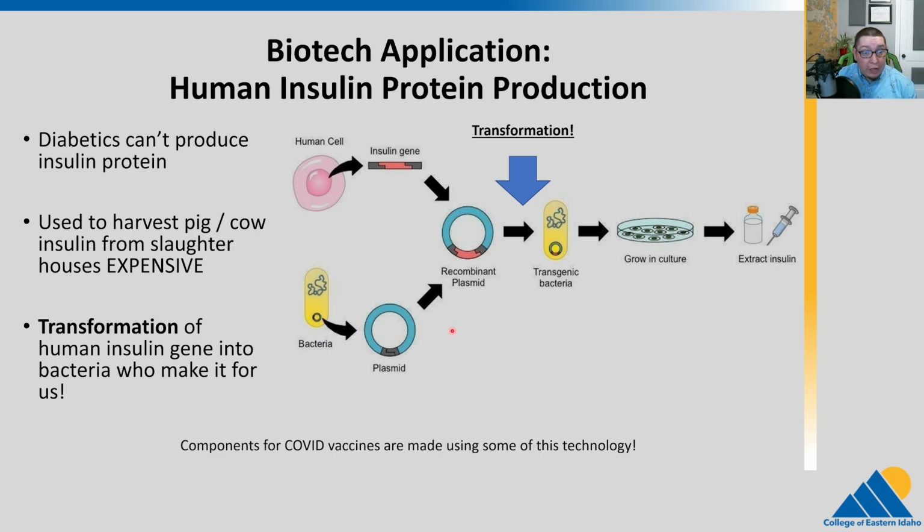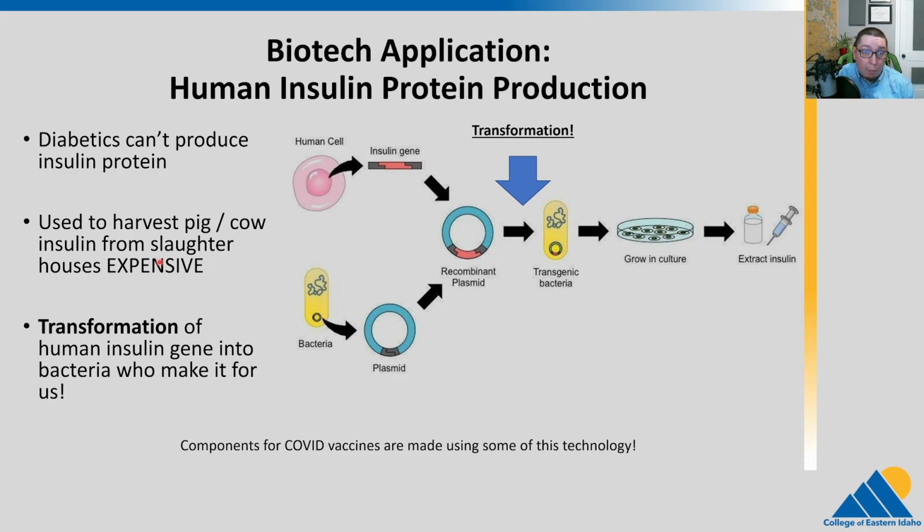Some of the earliest attempts to do this utilized insulin from pigs and cows that were killed and sent to the slaughterhouse. Okay, so you can extract the insulin from the pancreas of a pig or a cow in a slaughterhouse, and that insulin, the protein sequence, is close enough to be functional in the human body.